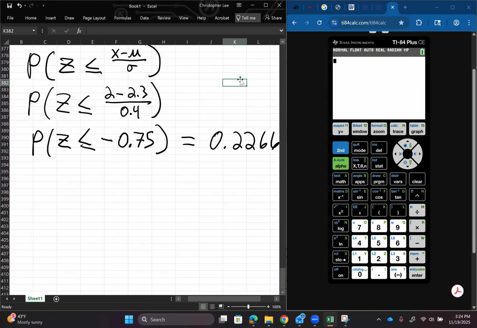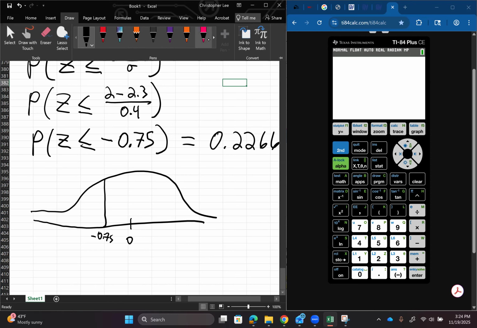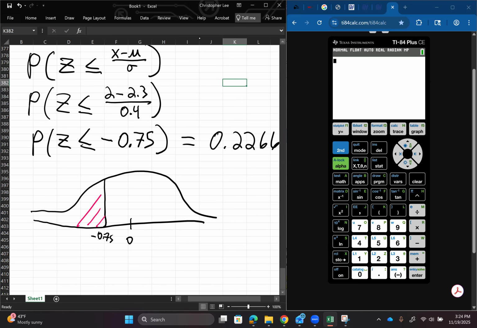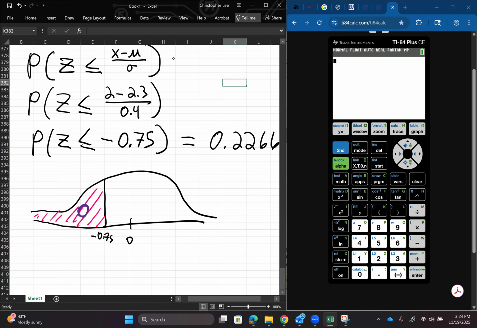So look, let's say I wanted to draw this distribution real quick, right? I'm gonna show y'all how to do it in the calculator. I know that right here is 0. This is negative 0.75, so that's going to be over here, right? And the area that I want is the area to the left. So I want this area right here. I want you to pretend that you're standing right here in the distribution.